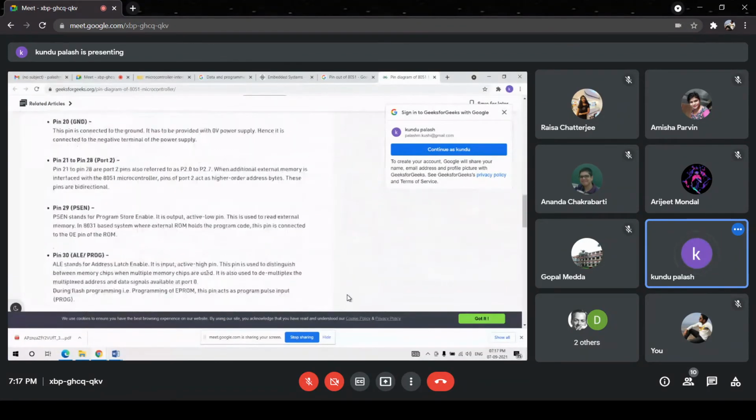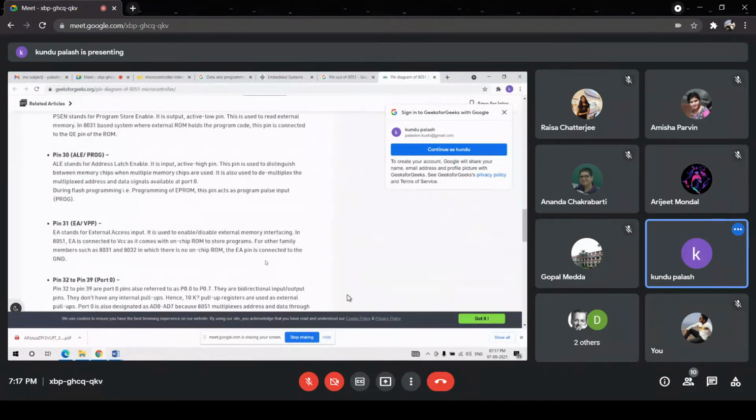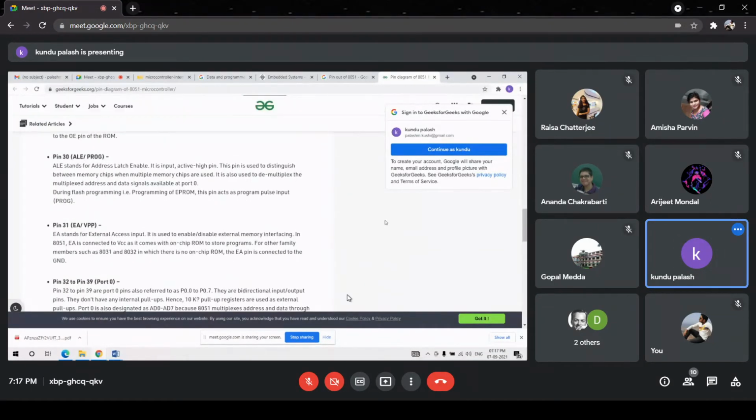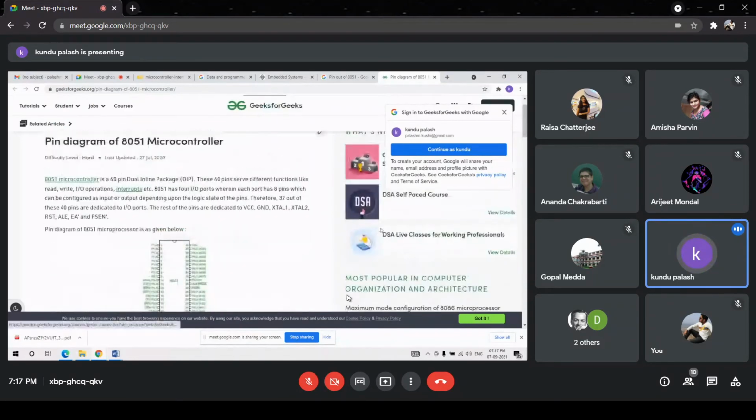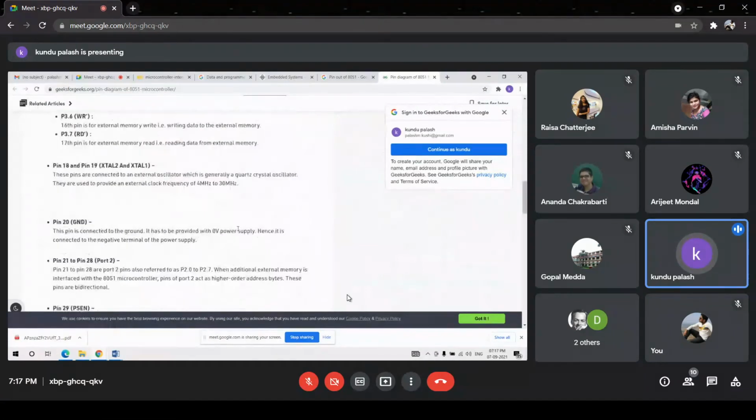This is written 31. So the pin functions should be read properly.